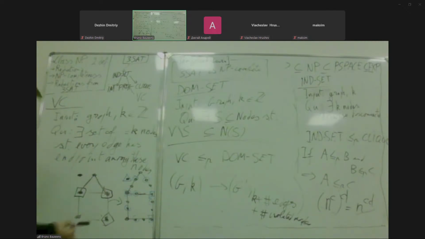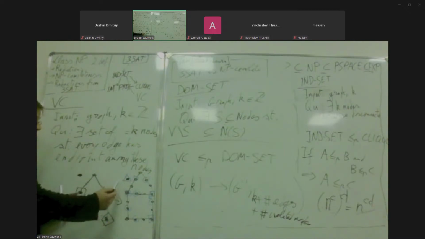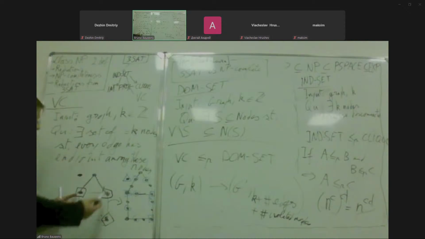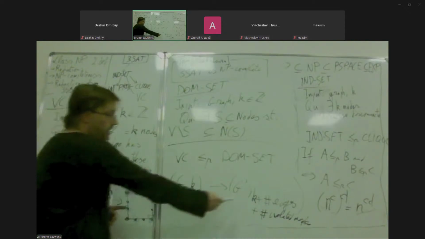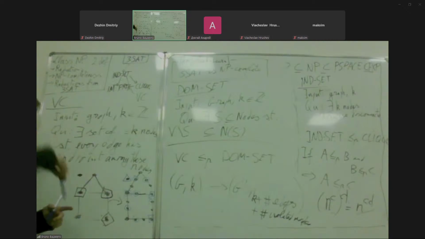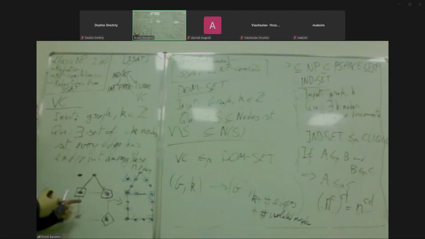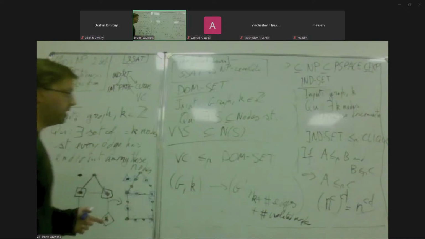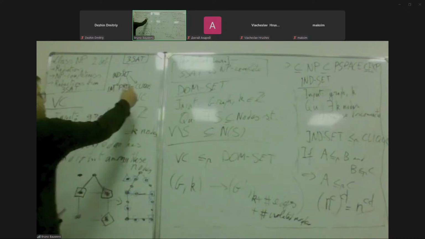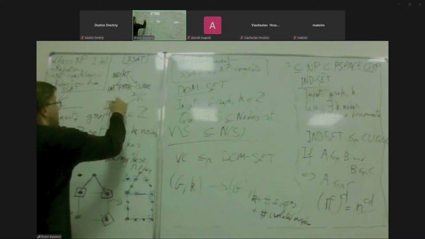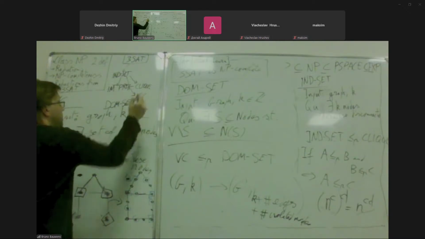Now the selected nodes will form the vertex cover, and it's clear why it happens. So we drop isolated nodes. And what will be the size of the vertex cover? The size of the dominating set minus the number of edges minus the number of isolated nodes. And so we have equivalence in both directions. So now we have proven, from vertex cover, that dominating set is also NP-complete.